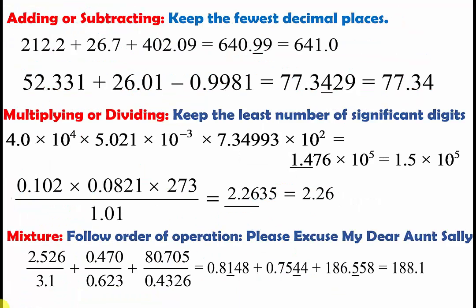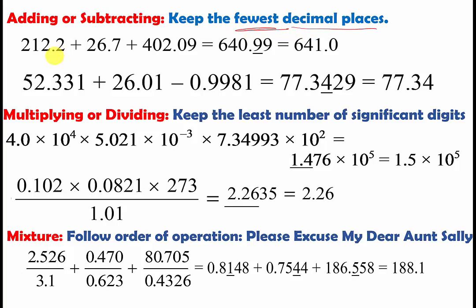When calculating with significant digits, you need to follow specific rules. In this case, we have adding and subtracting, multiplying or dividing, or a mixture. Okay, so let's look at the basic one first, adding and subtracting. When you add and subtract, you keep the fewest decimal places.